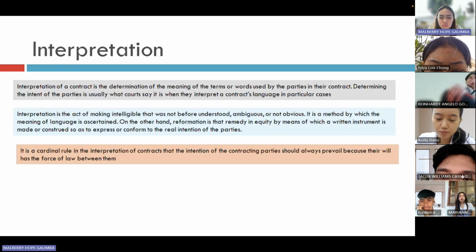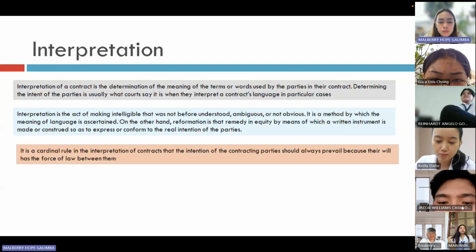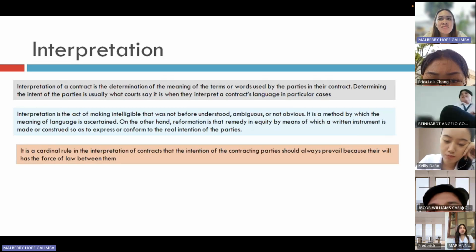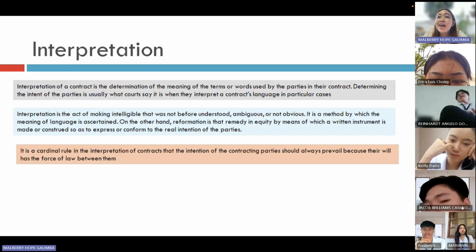You interpret the contract, you go over the terms and conditions of the contract and try to see the implication, no? Try to see what effect this has on me, what effect this has on the other party, the implication of the terms and conditions under the contract. You need to know that.